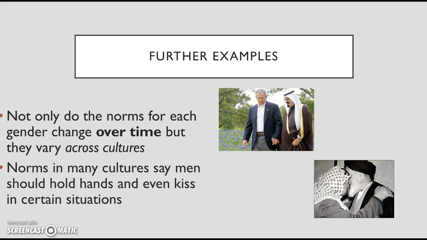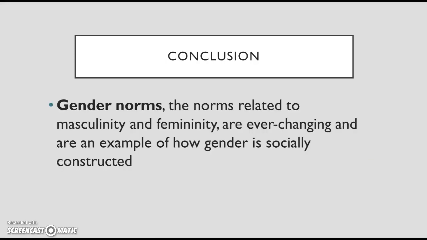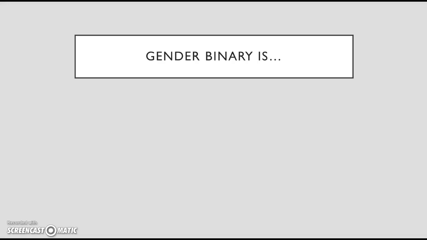And like I mentioned, there are many societies and many cultures, not just Arab and Middle Eastern, where men are allowed to embrace each other, to hold hands, to kiss each other on the cheek when they greet, those kinds of things. In conclusion, when it comes to the social construction of gender, gender norms, the norms related to what is considered masculine and what is considered feminine, are ever changing and are just one of many examples of how gender is something that is socially constructed.